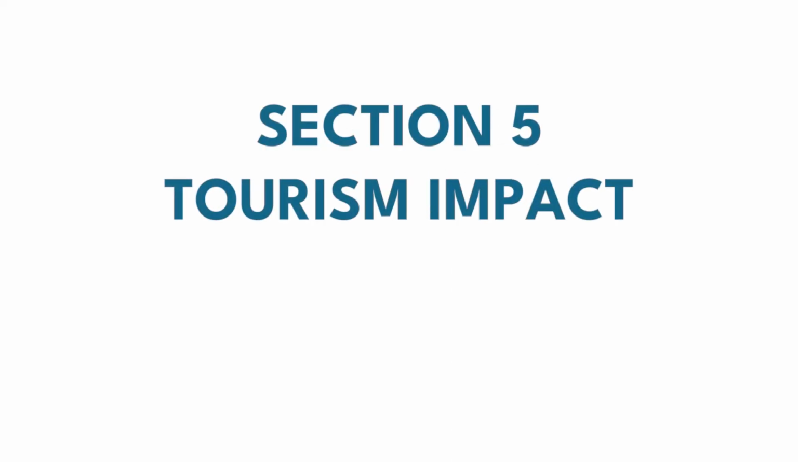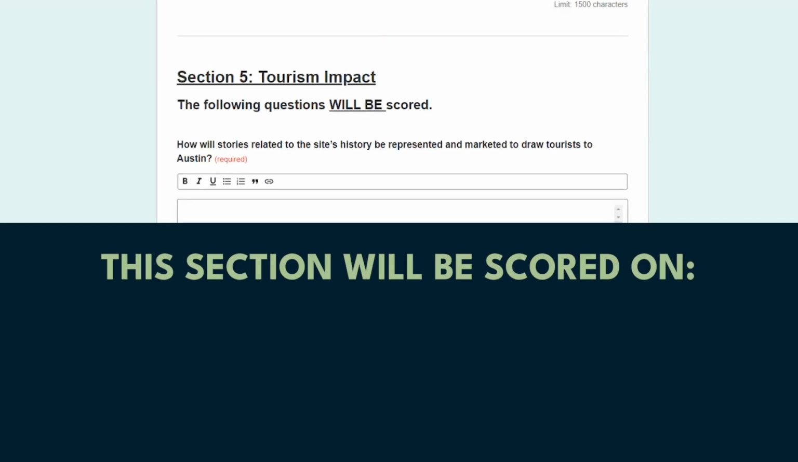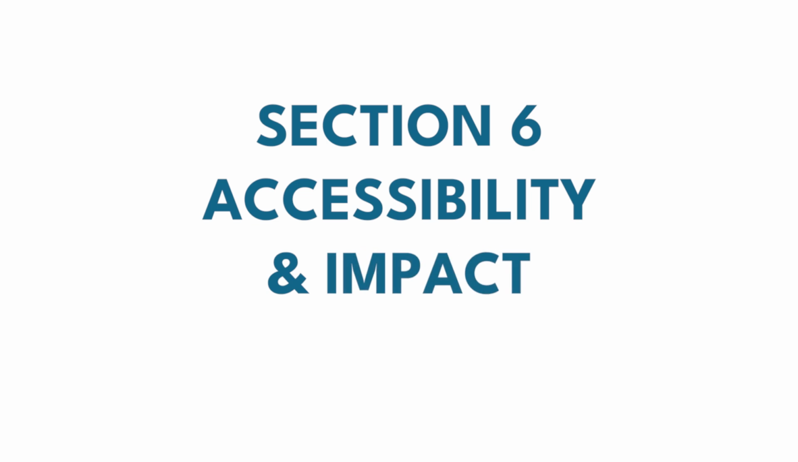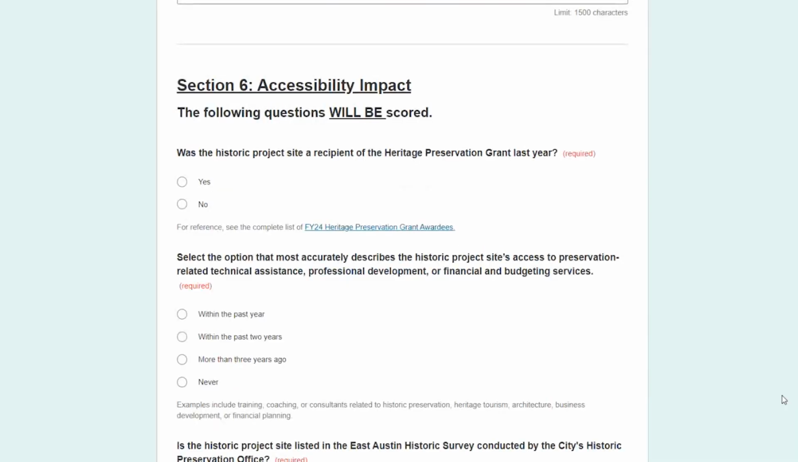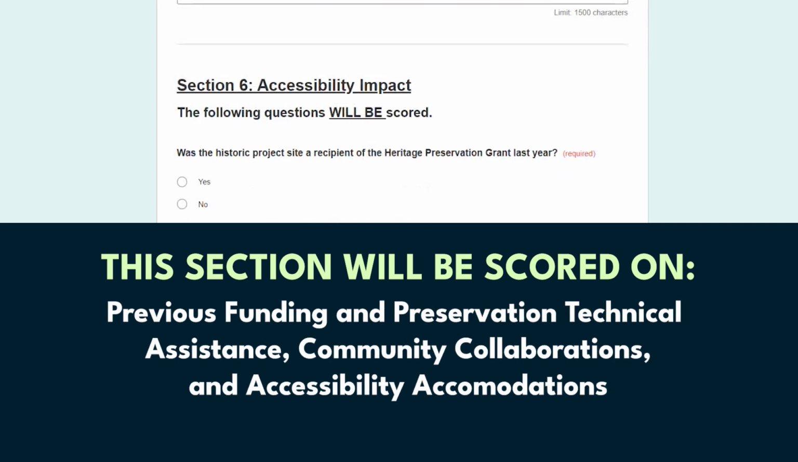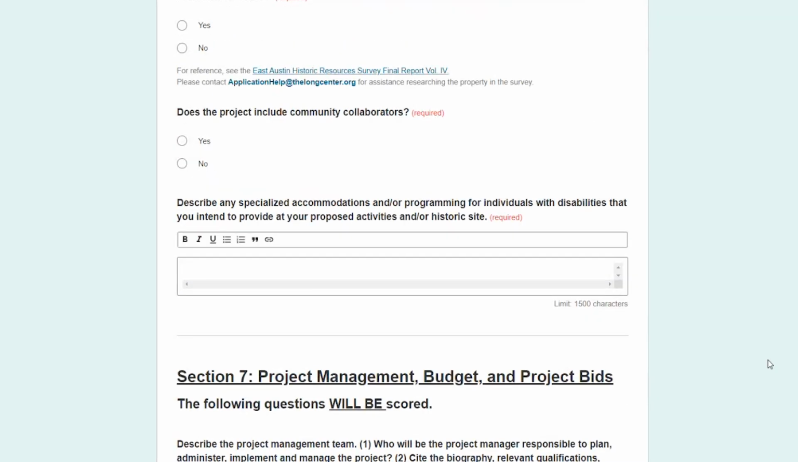Section 5. Tourism Impact. You will be asked narrative questions about the marketing and advertising strategies you plan to use to promote the site's history within Austin's tourism industry. Section 6. Accessibility and Impact. This section asks about lack of access to previous funding and preservation technical assistance, and if the proposal includes community collaborations and accessibility accommodations. It also asks if the historical site is listed in the East Austin Historic Survey.